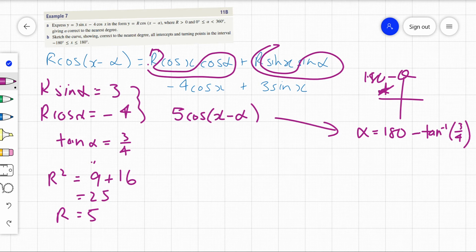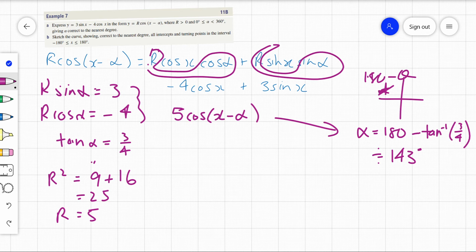And what are we doing now? Solving. It does say in that one, give alpha to the nearest degree. So hopefully I haven't made an error. What is alpha supposed to be? I think it's approximately 143 degrees. Is that right? Something like that. So I'll just put approximately 143 degrees here. Hopefully you've got your calculator and you can check that for me.